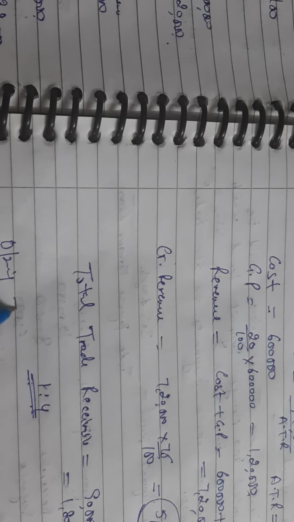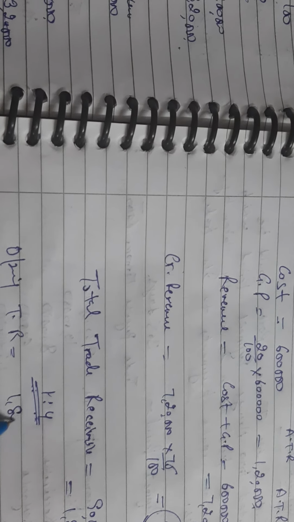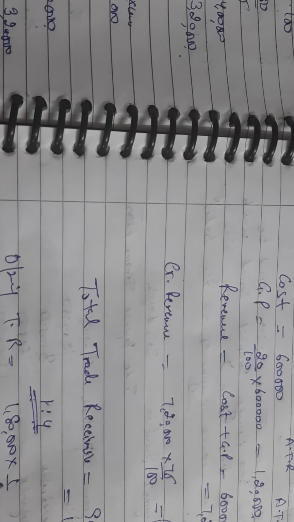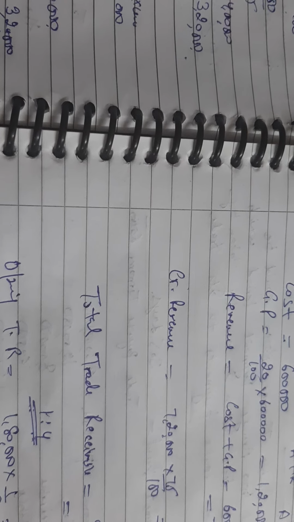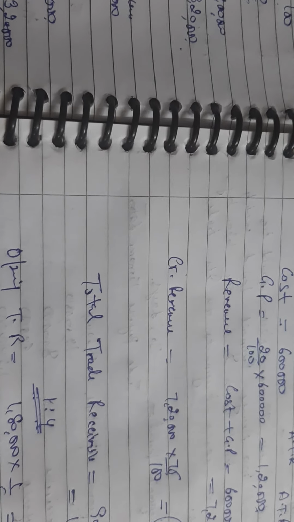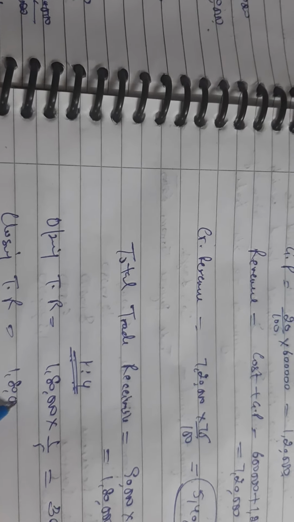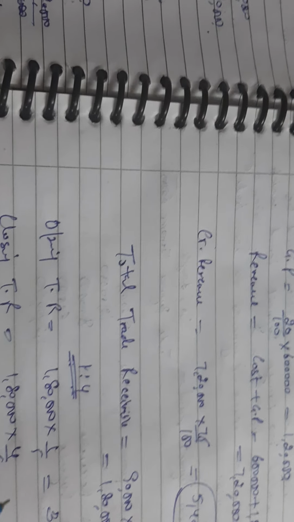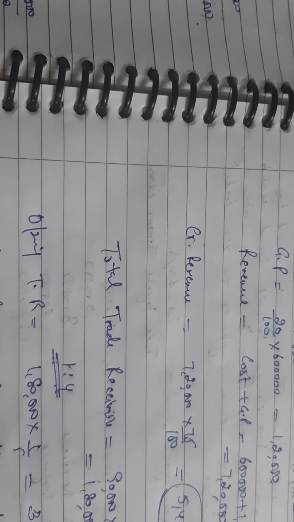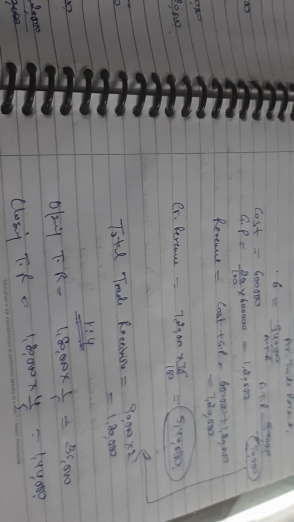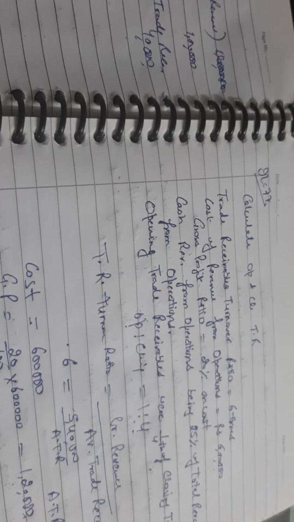So for opening trade receivables, the total is 1,80,000, so it is 1/5 of the 1,80,000. 36,000 will be the opening trade receivables. Then we also find out the closing trade receivables, which would be 4/5 of 1,80,000, that is 1,44,000. So in this way, if the trade receivable turnover ratio is given, then you can find out the opening trade receivables and the closing trade receivables. Now let us move to the next one.